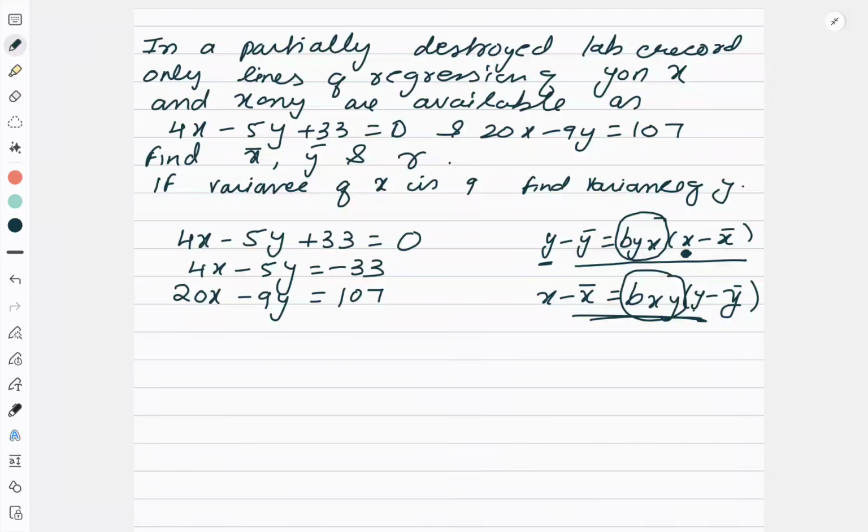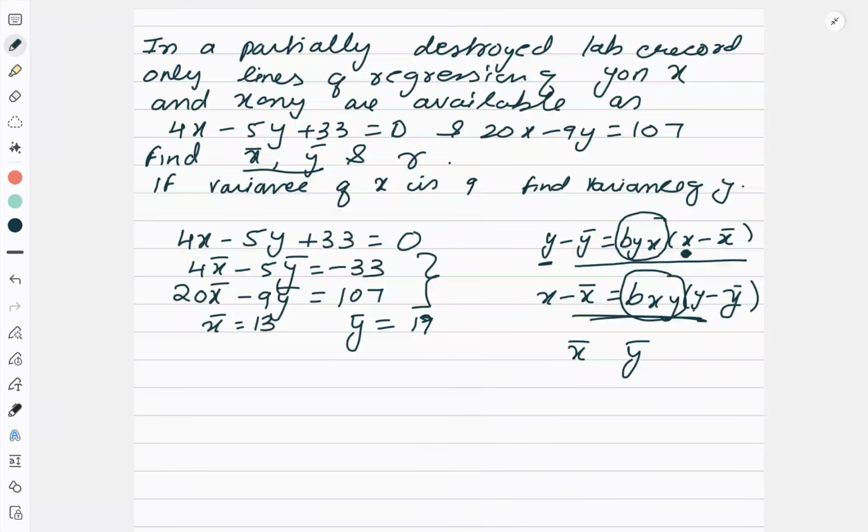Correct? Now, we know that when you draw the regression line, the mean of the data will definitely satisfy the regression line. When I'm saying mean is satisfying, if x bar and y bar is the mean, then I can write like this. Now these two are my simultaneous equations and I can solve them using a calculator. When I solve them, I'll get x bar is equal to 13 and y bar is equal to 17. So this is the solution for the first part of the question. Let's find out the mean. So I am done with this part.